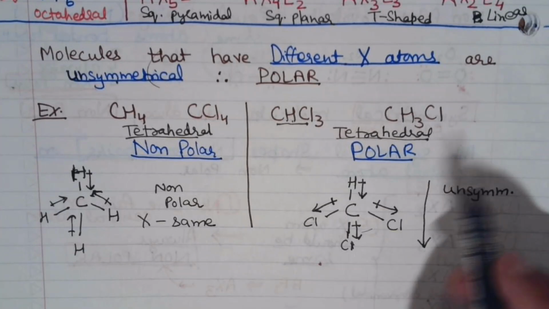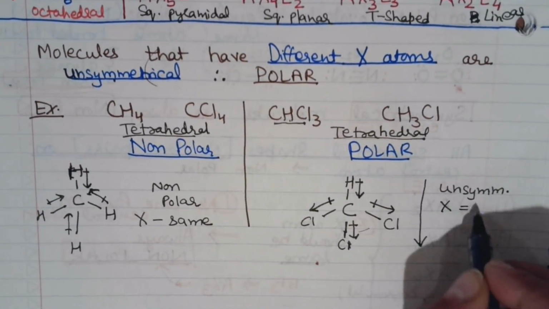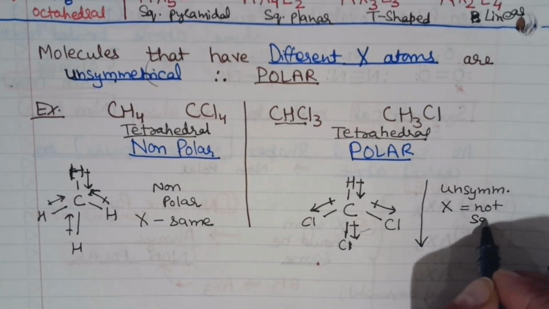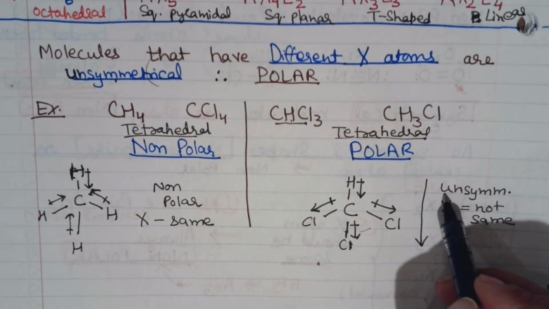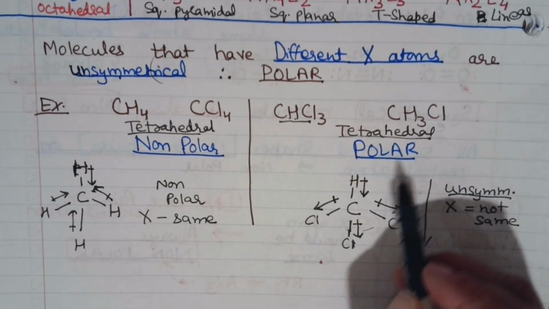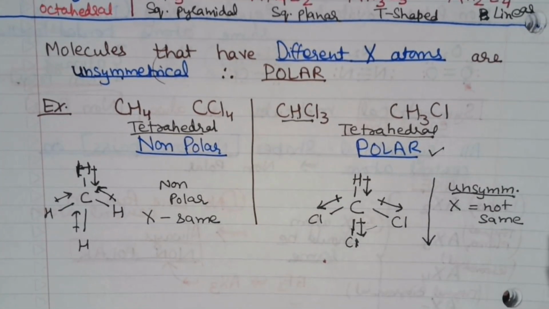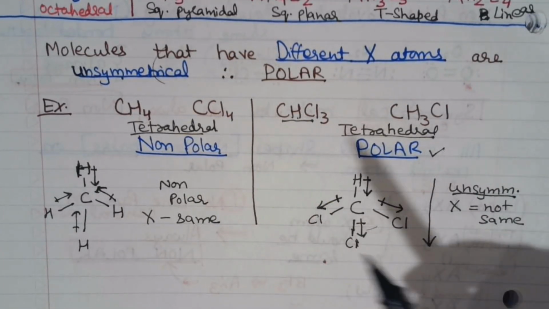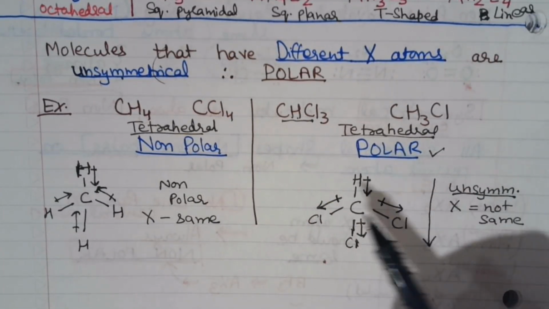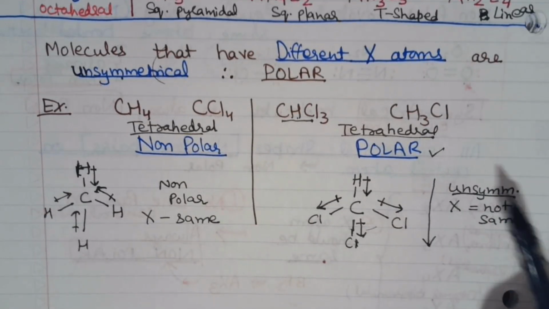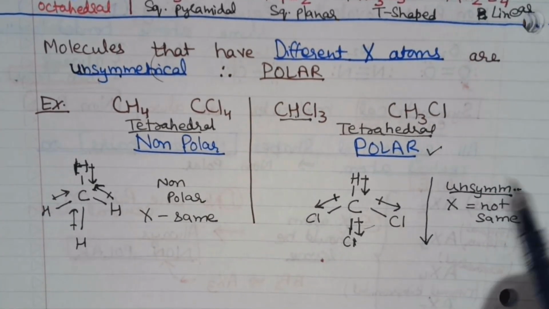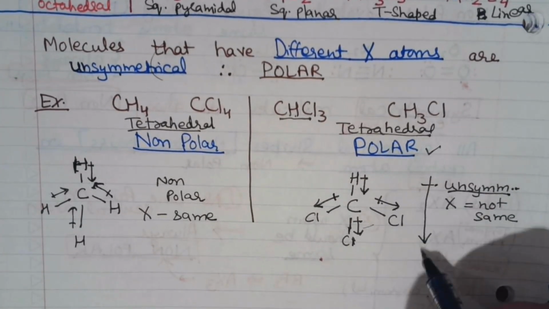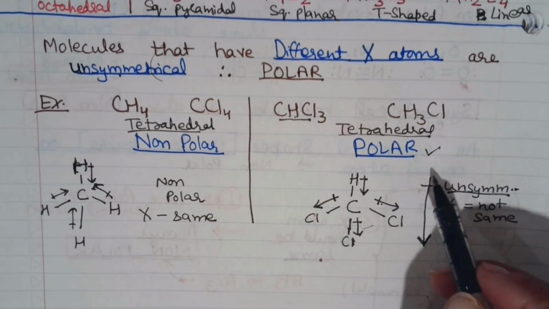But all the X atoms are not the same. There should be at least one different atom. X is not the same. So that makes the molecule unsymmetrical and hence these molecules are polar, right? So tetrahedral or any AX4 type, when all the X atoms are not the same, then the molecule becomes unsymmetrical and hence they are polar molecules. So there's a net direction of the dipole moment in this direction.